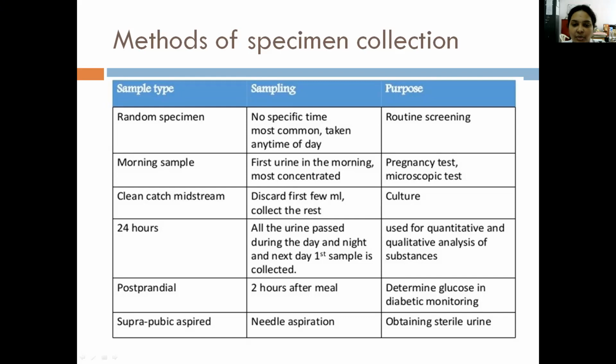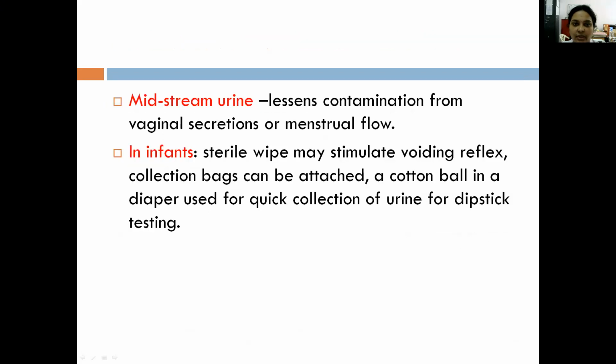Then clean catch midstream urine. In this you have to discard the first few ml and collect the rest of the urine. It is particularly useful for culture. Then the 24 hours urine sample. In this case you have to collect the entire day and night sample, and on the next day the first sample is collected. It is used for quantitative and qualitative analysis of substances. Then postprandial, where the sample is collected 2 hours after a meal. It is useful to determine glucose in diabetic monitoring. In case of suprapubic aspirate, needle aspiration is done, and its main purpose is to obtain sterile urine.